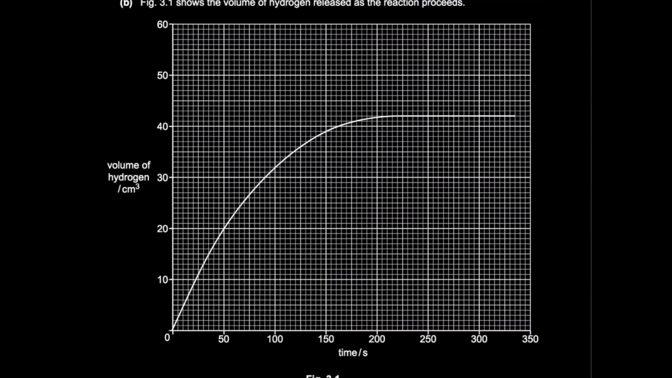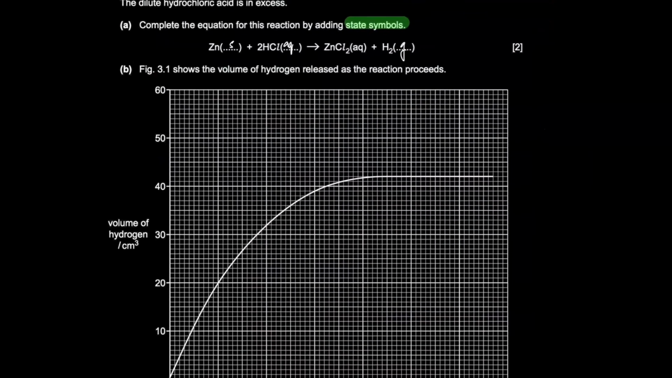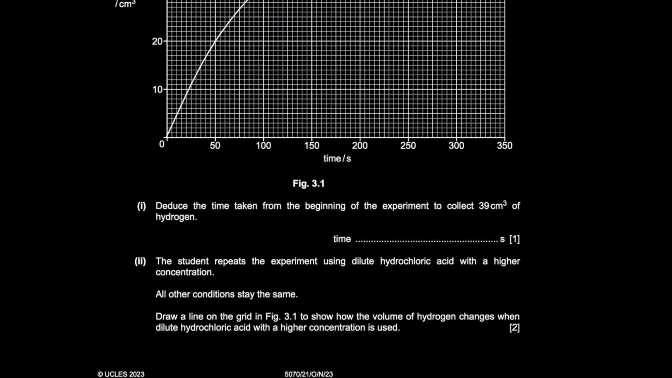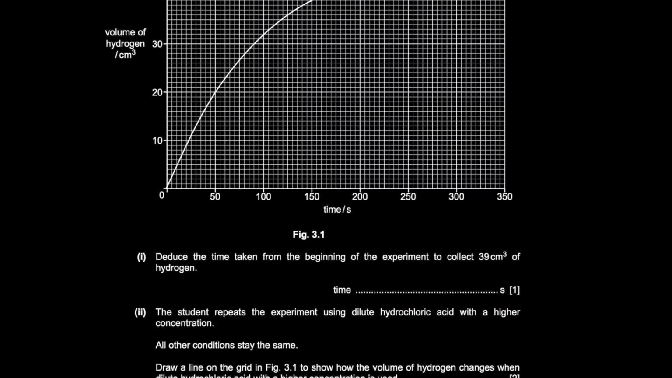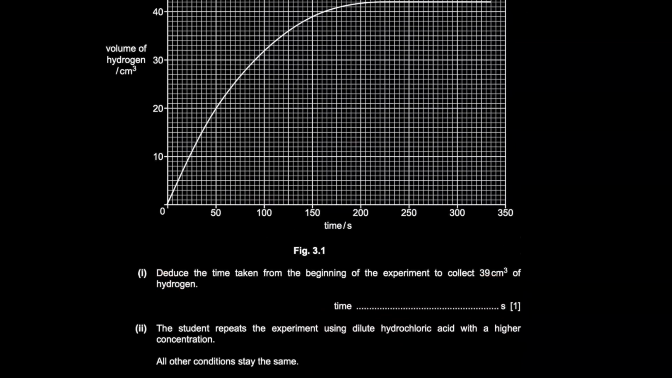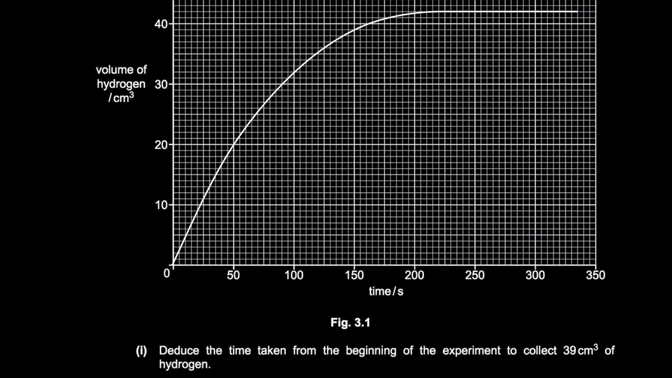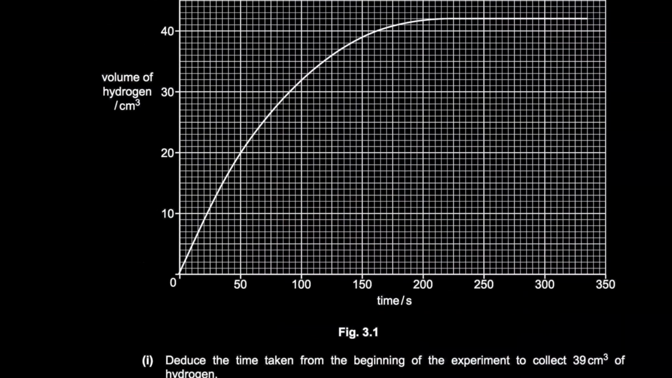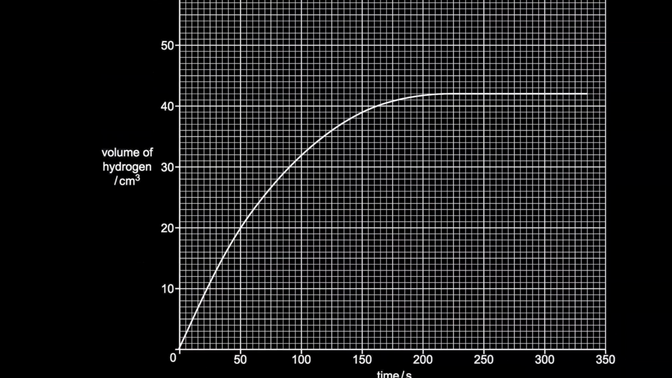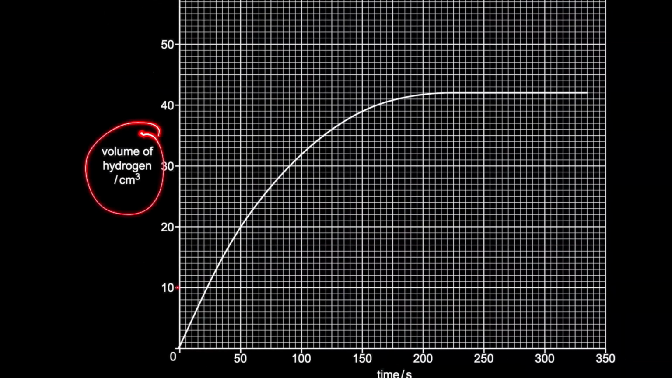Figure 3.1 shows the volume of hydrogen released as the reaction proceeds. Reduce the time taken from the beginning of the experiment to collect 39 cm cube of hydrogen. We just go on the graph. Now, first look at the scale, 39 cm cube, right? So we have cm cube volume of hydrogen on the y-axis. So we're going to say 10, 20, 30, 40, right? So each little square is 1. So this would be 39, right? So let's mark that.